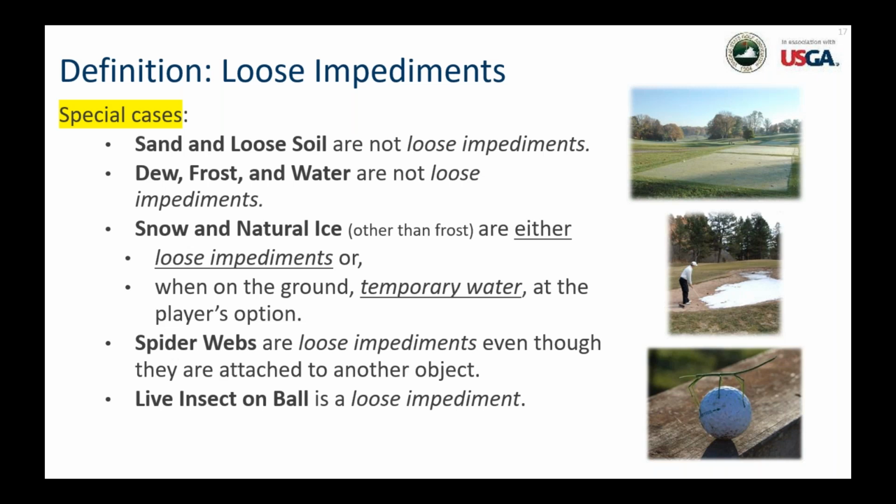So as we saw in the previous slide, spider webs are loose impediments, even though they are attached to another object, and a live insect on a ball, as we can see in the bottom, is a loose impediment.